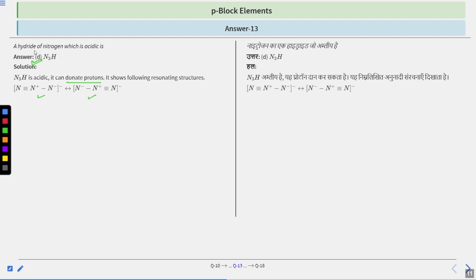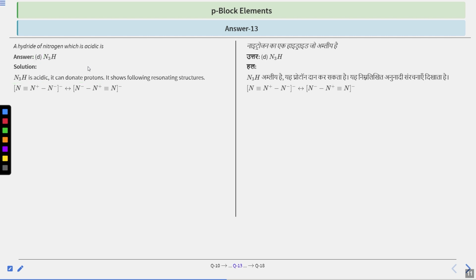Right? So, from the given options, N3H is acidic as it can donate protons, and it also exists in the form of resonating structures. Thus, option D is the correct answer, that is N3H is a hydride of nitrogen which is acidic.